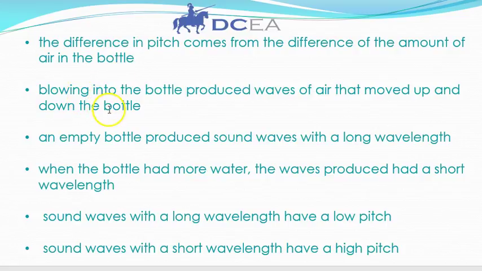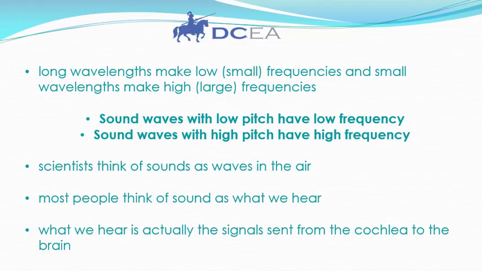Blowing into the bottle produces waves of air that move up and down the bottle. An empty bottle produced sound waves with a long wavelength. When the bottle had more water, the waves produced had a short wavelength. Sound waves with a long wavelength have a low pitch, so the empty bottle would have the lowest pitch. Sound waves with a short wavelength have a high pitch. Long wavelengths make low, small frequencies, and small wavelengths make high, large frequencies.